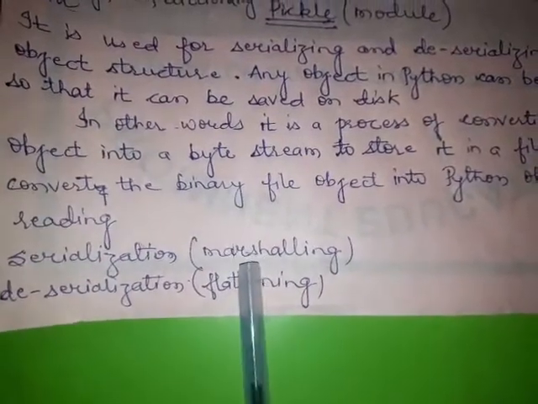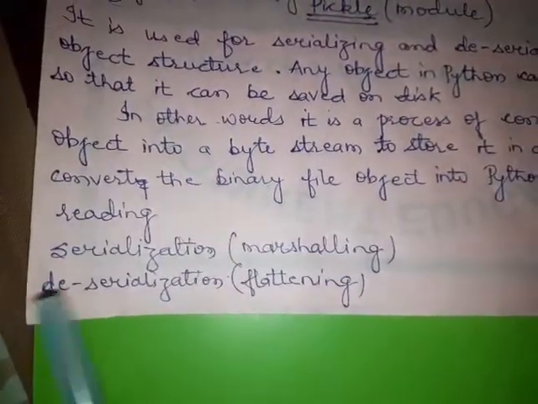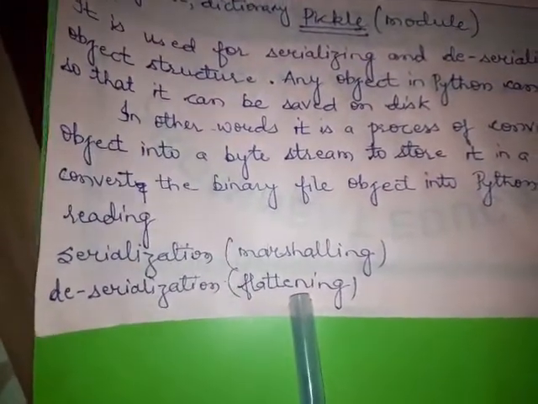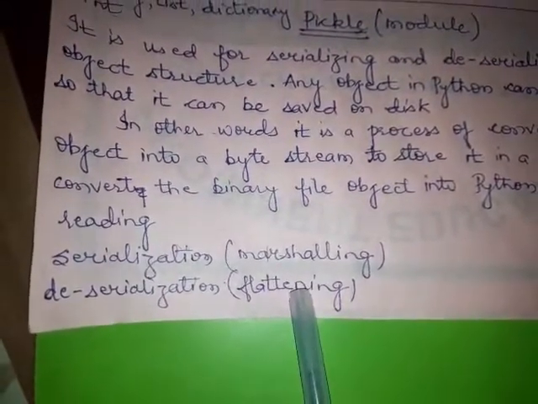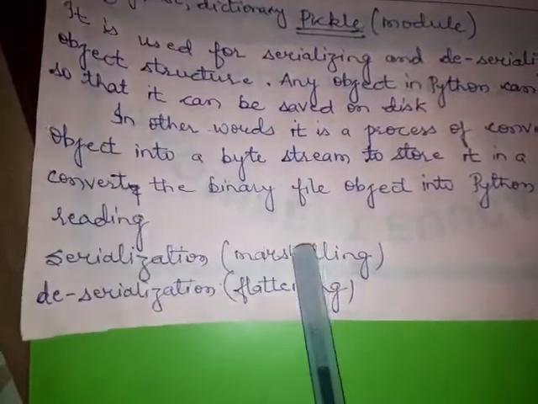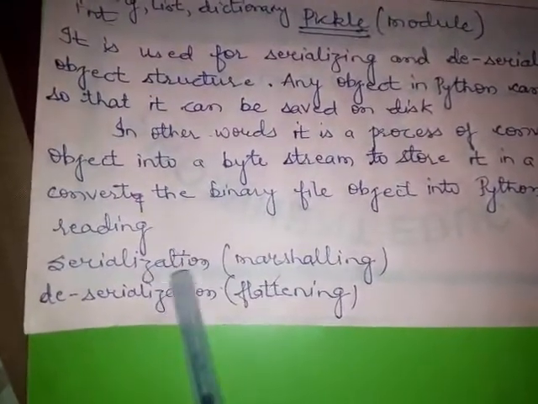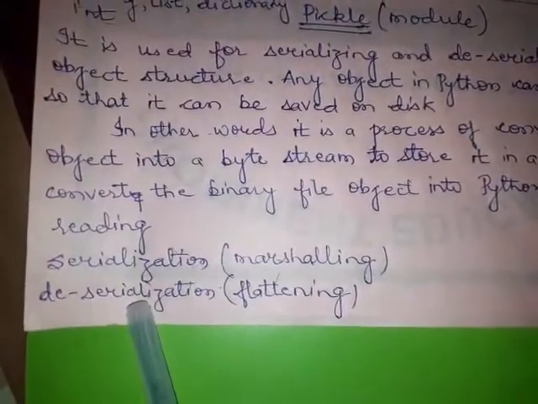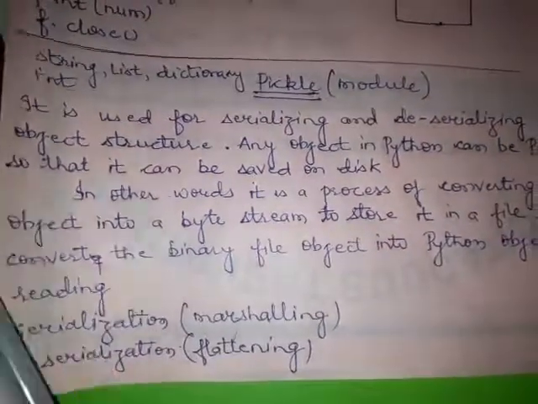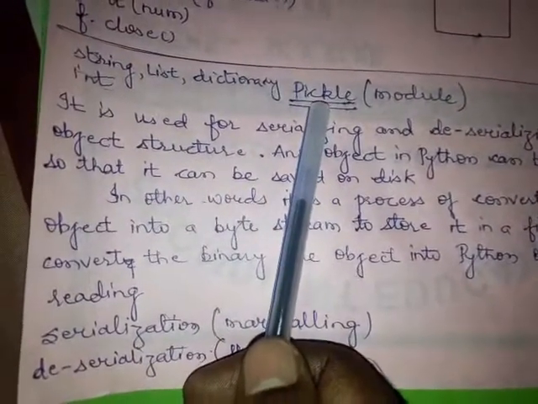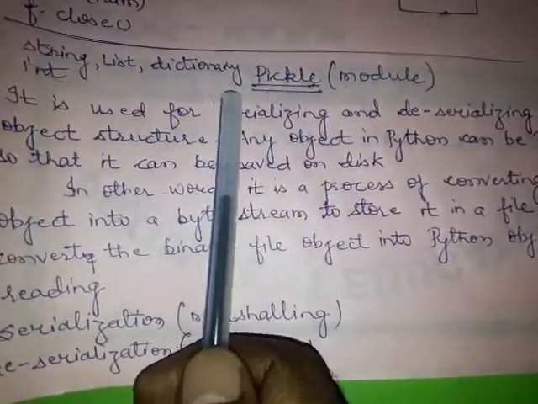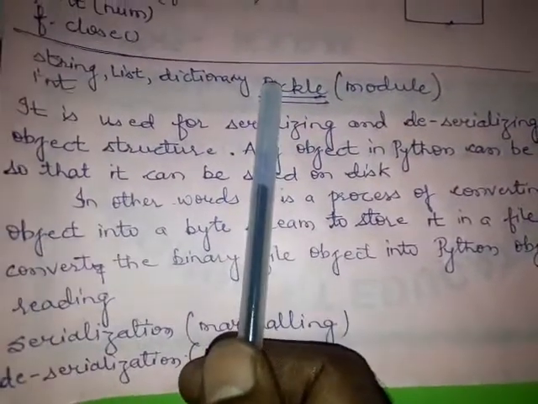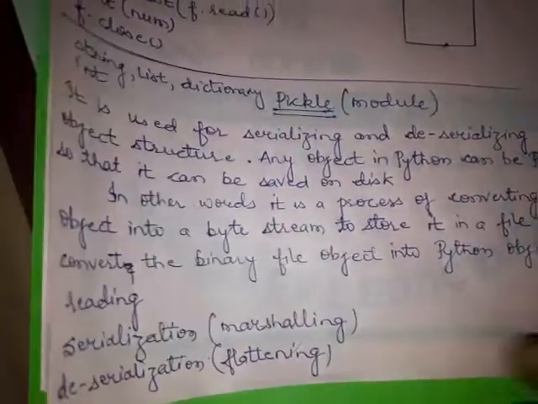Serialization is also called marshalling, and deserialization is also called flattening. So remember these two words, marshalling and flattening. Sometimes we can use marshalling in place of serialization, and flattening in place of deserialization. Now let us see how to write with the help of the pickle module and how to read with the help of the pickle module in a binary file.